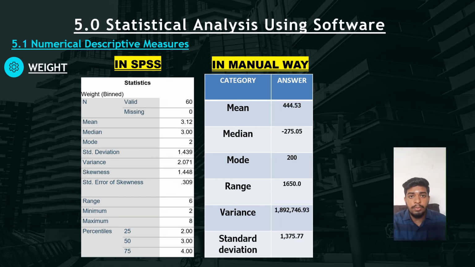For weight, in the manual way, the mean is 444.53, the median is negative 275.05, the mode is 200, the range is 1650.0, the variance is 1892746.93, the standard deviation is 1375.77. While in SPSS, the mean is 3.12, the median is 3.00, the mode is 2, the range is 6, the variance is 2.071, the standard deviation is 1.439.